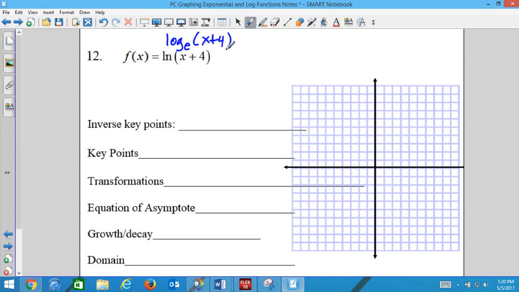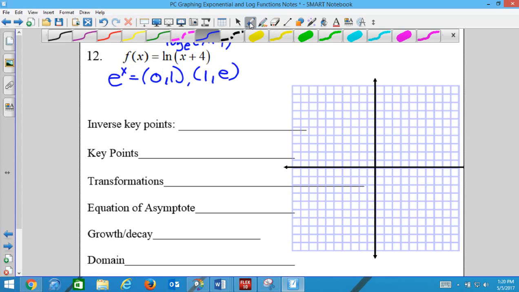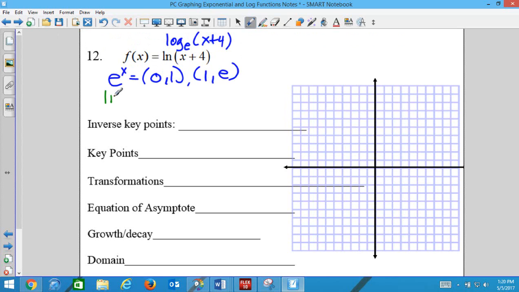So when we go to do our original inverse key points, we're doing e to the x for our key points. 0, 1, 1, e. And then we do our log points, our ln x. So we switch them, 1, 0, e, 1. And you all kind of said it already. What's the approximate value for e? 2.718. Well, we're not going to be able to graph 2.718. 2.7.